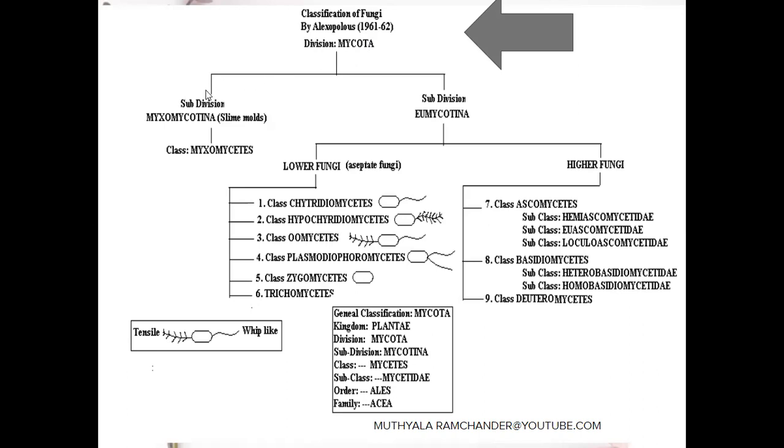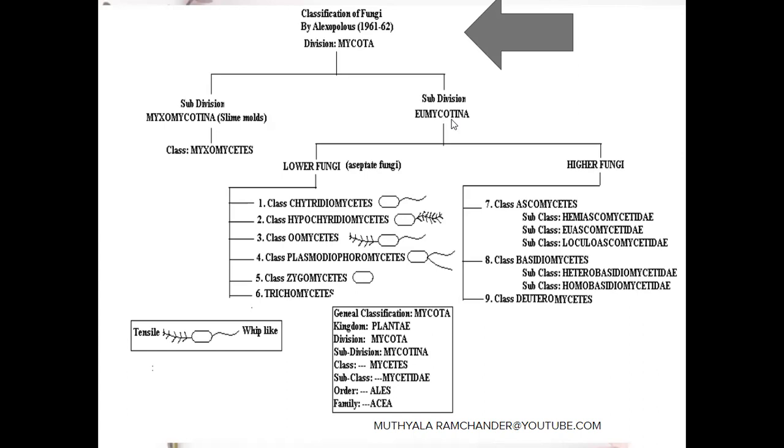The Mycota division is classified into two subdivisions. One is Myxomycotina. They are also called slime molds. They contain mixed characters of bacteria and fungi. So bacterial characters are present, and at the same time fungal characters are present in this subdivision. They look like slime molds. It is classified into the class Myxomycetes.